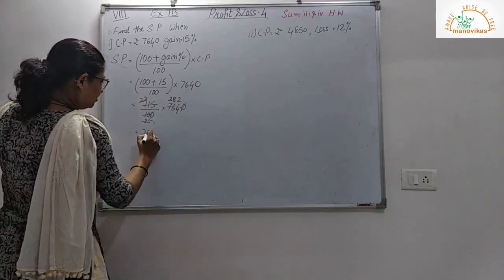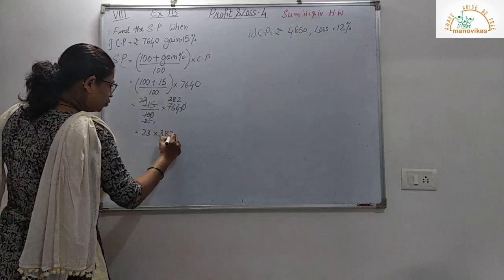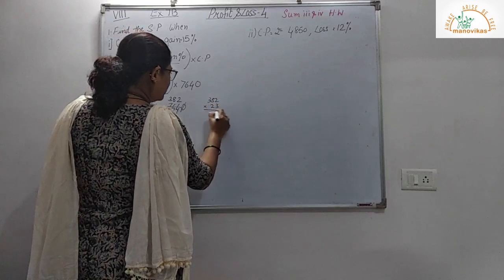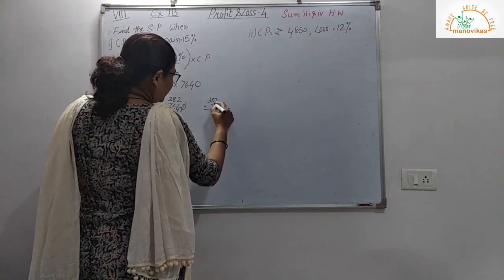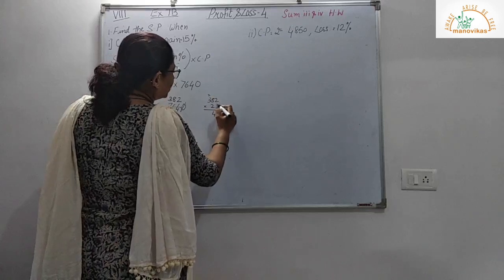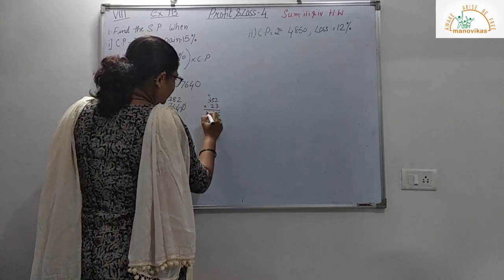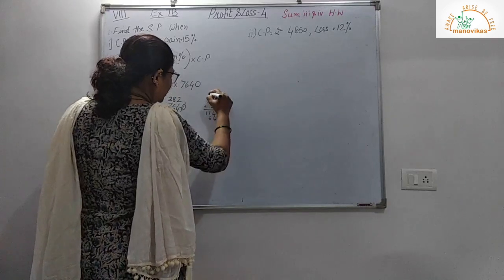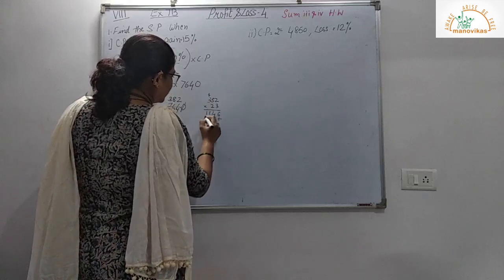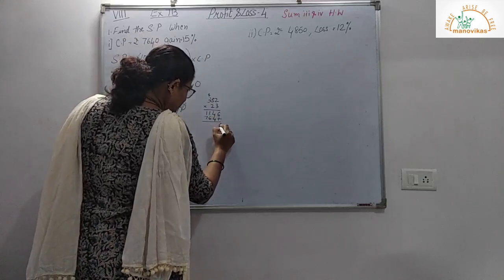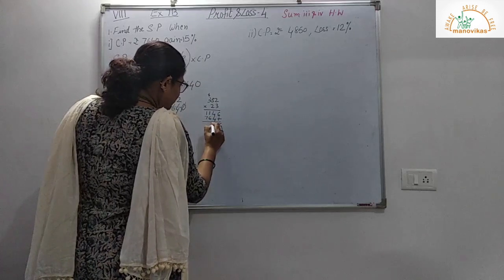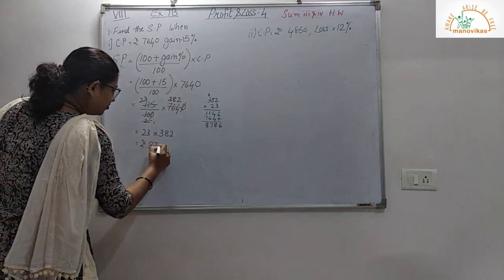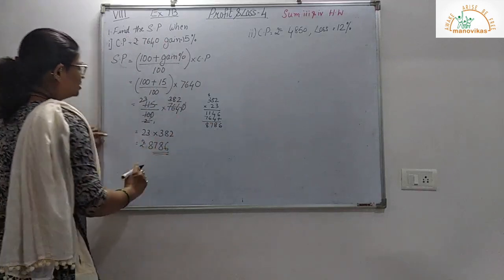So we get here 23 into 382. So we have 382 multiplied by 23. So 3 2s are 6, 3 8s are 24, carry 2, 3 3s are 9, 10, 11, plus 2 2s are 4, 2 8s are 16, carry 1, 3 2s are 6 and 1, 7. So I get the answer here 6, 8, 7, 8, right? So we get it as rupees 8786. So this is our selling price.